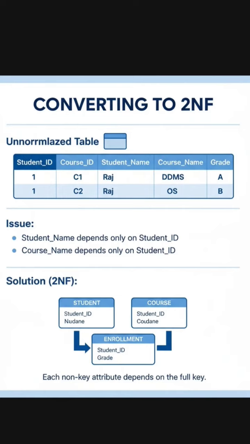And to connect these two tables, we require one more table, like enrollment, where we can keep the primary keys of both tables, and the grade, which is left from the original table, we can include here.